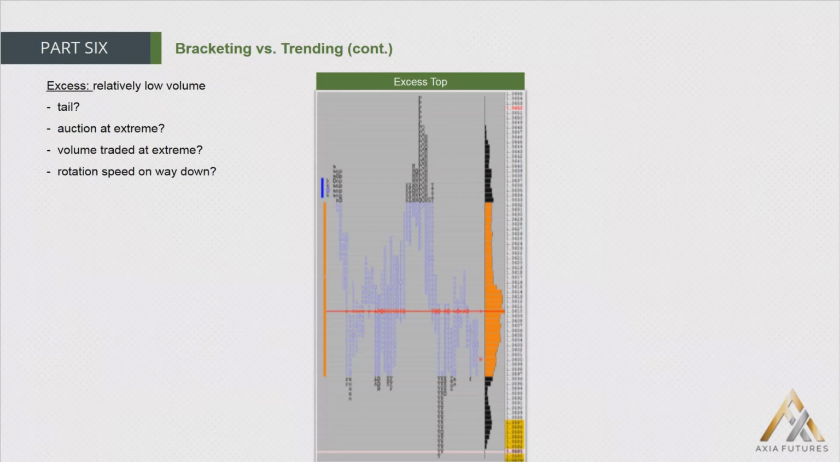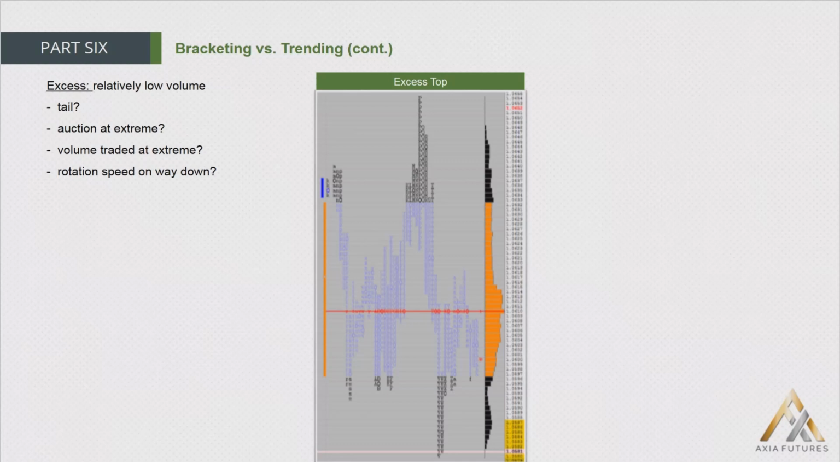So again, we can see how these excess tops, not only does the tail give us an early clue, but it gave us quite a bit of opportunity to hop on with the initiative selling that continued to occur over the course of the day.